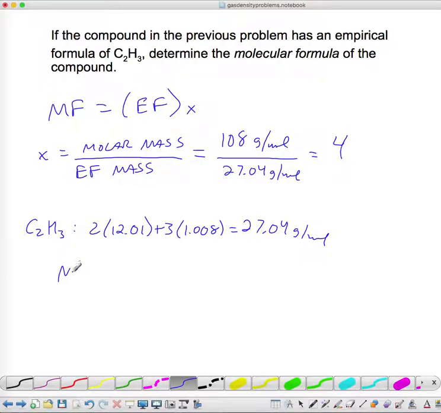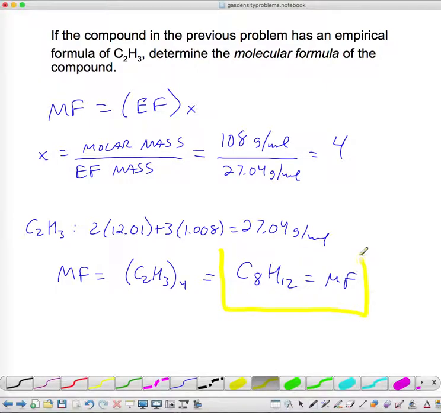So to finish the problem, my molecular formula is the empirical formula, C2H3 multiplied by 4, or distributing the 4, C8H12 is the molecular formula of this compound. Not so hard.